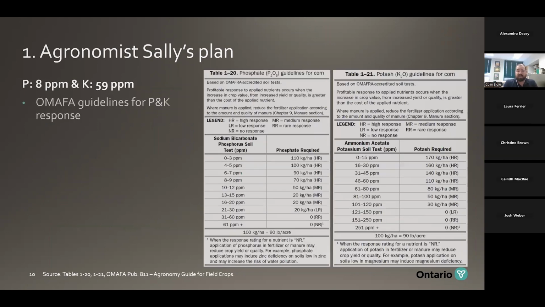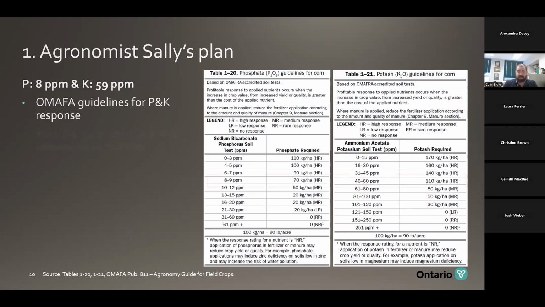Or in this case, highly responsive. So again, using the OMAFA guidelines for phosphorus and potassium response, as we can see in publication 811, the agronomy guide, we can look and simply find on our charts the soil test levels that we have in the field and come up with a recommendation for that particular field.